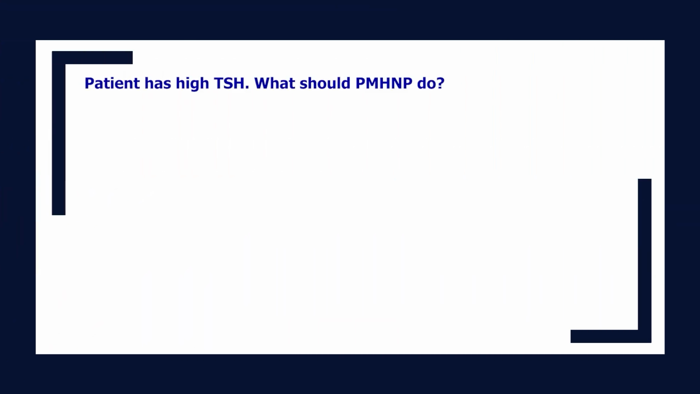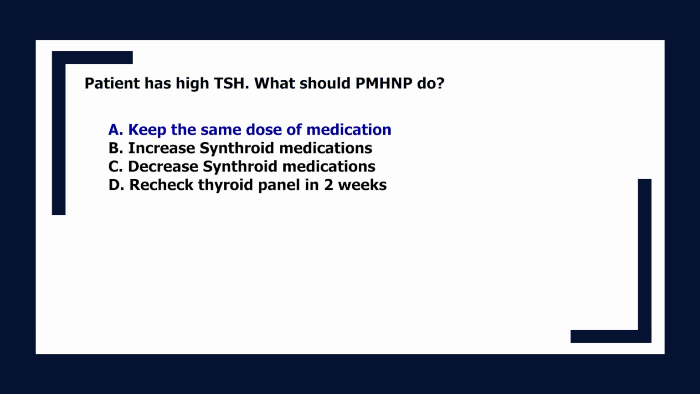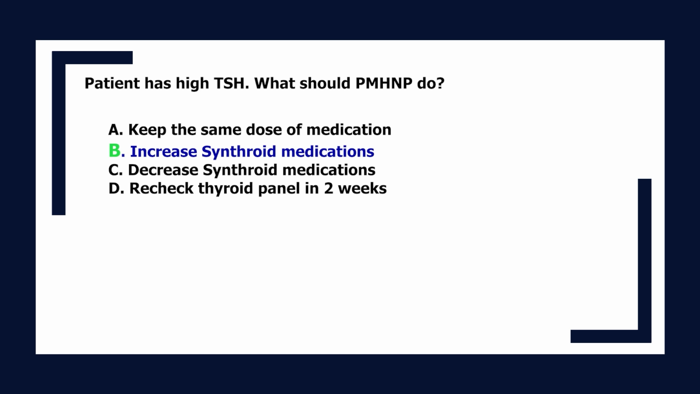Patient has high TSH. What should PMHNP do? A. Keep the same dose of medication. B. Increase synthroid medications. C. Decrease synthroid medications. D. Recheck thyroid panel in 2 weeks. The answer is B. Increase synthroid medications.